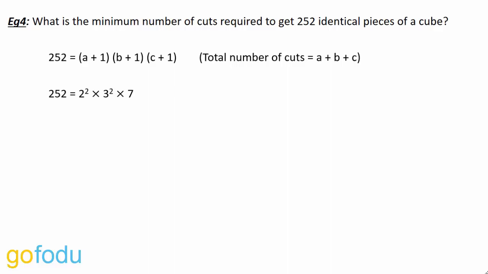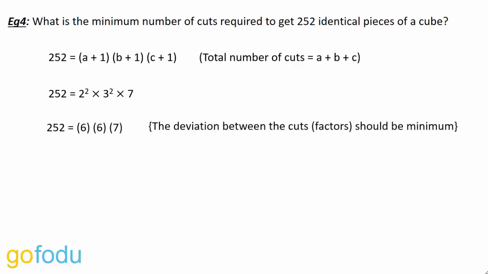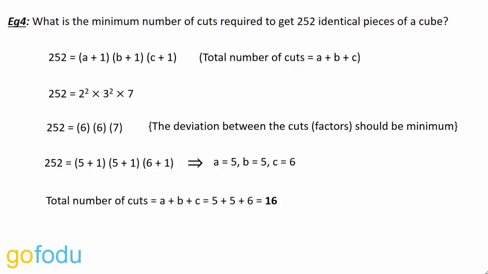That is, if I make 2 pairs of 2 into 3, then we will get 6 into 6 into 7. Here you can see that the deviation is minimum between the factors. Convert this equation into the format of the first equation. We get 252 is equal to (5 plus 1) into (5 plus 1) into (6 plus 1). So A is equal to 5, B equal to 5 and C is equal to 6. Total number of cuts are A plus B plus C, that is 5 plus 5 plus 6, which is equal to 16. I hope this is clear.